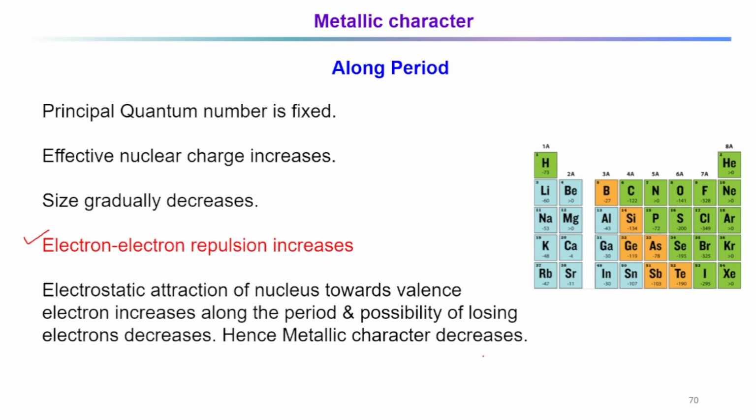So that means when we are going from left to right along a period, what are the things happening? The effective nuclear charge is increasing and the size is gradually decreasing. So now as the size is decreasing, the nucleus can attract more the valence electrons, right? So now if the nucleus is attracting more and more the valence electrons, it will be difficult to take out electrons. And the atom will not try to lose electrons. So if it doesn't lose electrons, then the metallic character decreases. Okay.